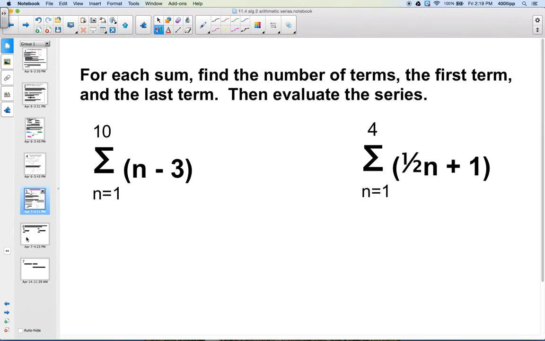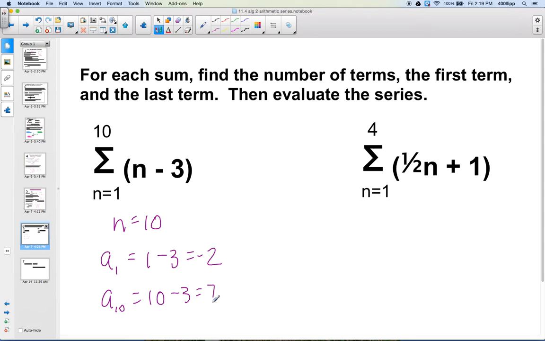Okay, trying a couple more of those problems. This one's going from 1 to 10. So we know that we first want to find the number of terms. So n is going to be, if we're going from the first term all the way to the 10th term, we're adding up 10 terms. We need to find the first term. Our first term will be a sub 1, and then we'll plug in 1 for n. 1 minus 3 is negative 2. Our last term is going to be a sub 10. A sub 10 is going to be 10 minus 3, which is 7.